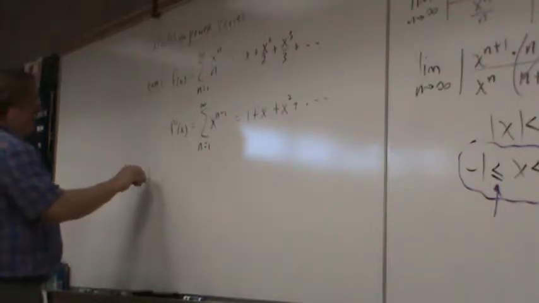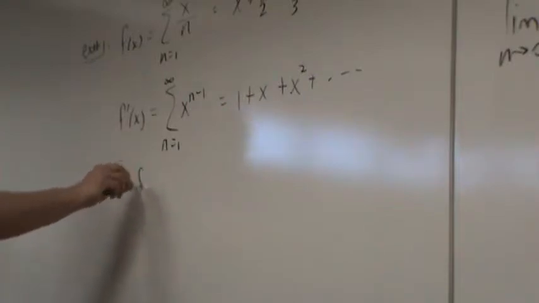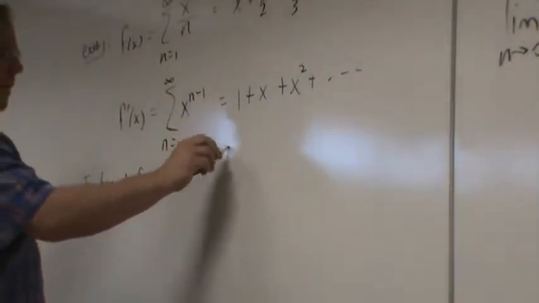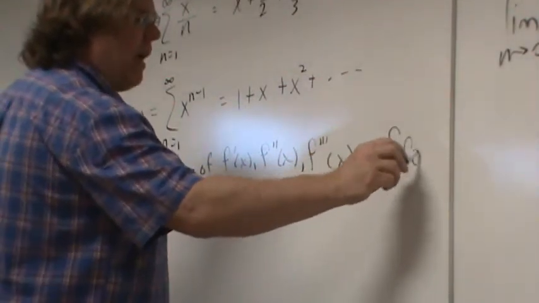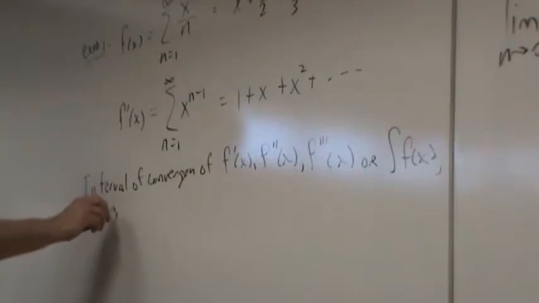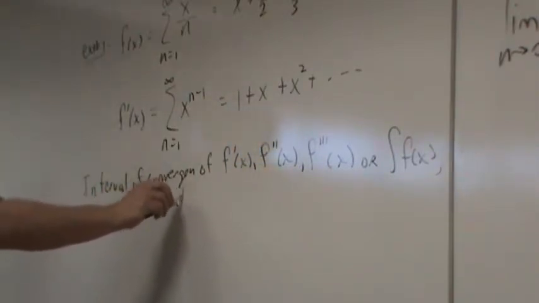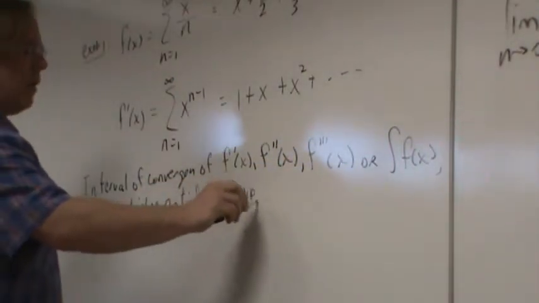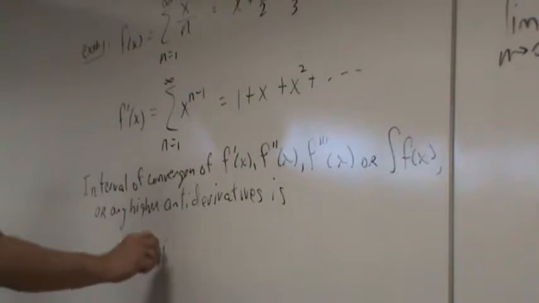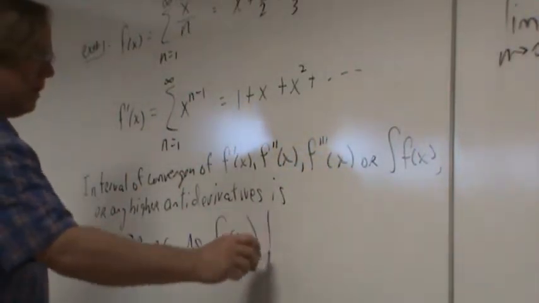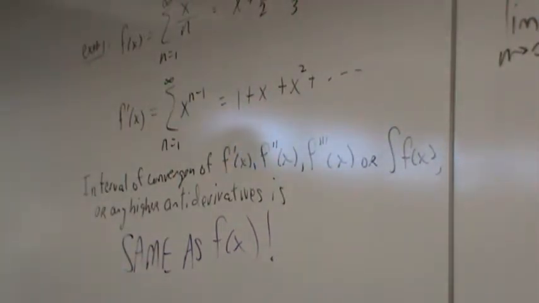And so that's it. Let me write that down. Interval of convergence of f prime of x, f double prime of x, f triple prime of x, or integral of f of x, or any higher antiderivatives is the same as f of x. So I don't want to see you doing 2 or 3 different ratio tests. Once you do the ratio test for f of x, you're done doing ratio tests. But now, of course, you have to recheck the endpoints.